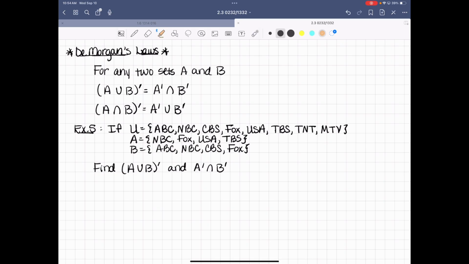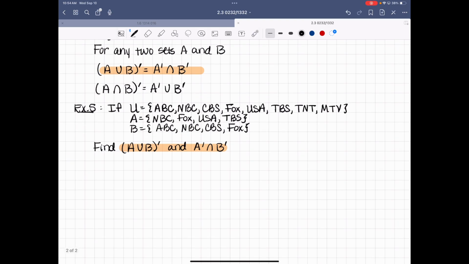So pretty much, this law is our first De Morgan's law. You're proving it with specific examples here. You're going to get the same thing. When we find the complement of A union B, it's going to equal the same news stations as when I find the intersection of the complement of A and the complement of B. We're going to get the exact same news stations, is what it's trying to tell us, okay? So let's start off with the first one. We're going to look at A union B complement.